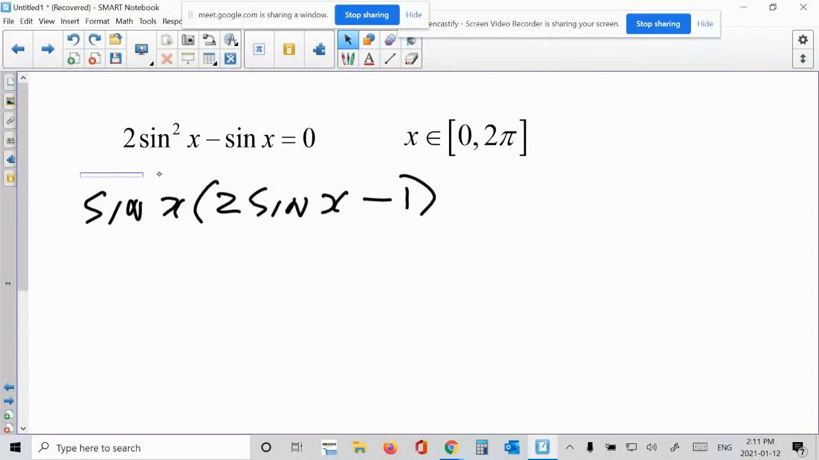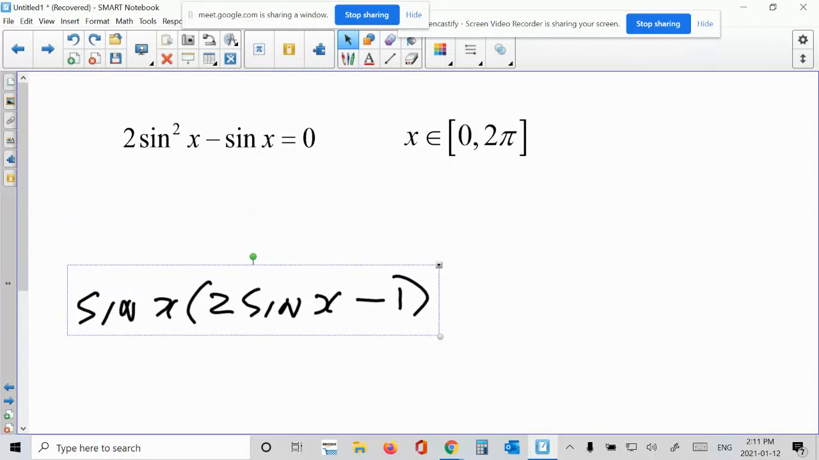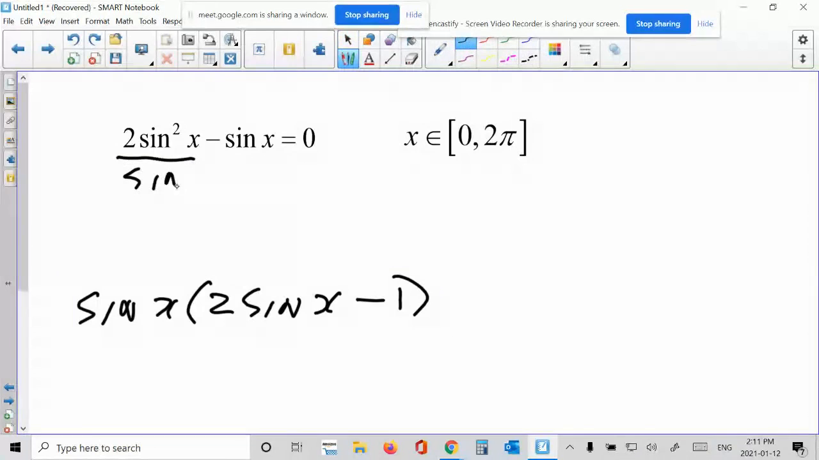Remember how to factor? The common factor here is sine x, Ryan. So I'm going to take this and divide it by sine x, and this divided by sine x. Okay? So let's take the sine x and divide it into the first one. What do you have left, Ryan, when you divide 2 sine squared x by sine x? What's left? You tell me.